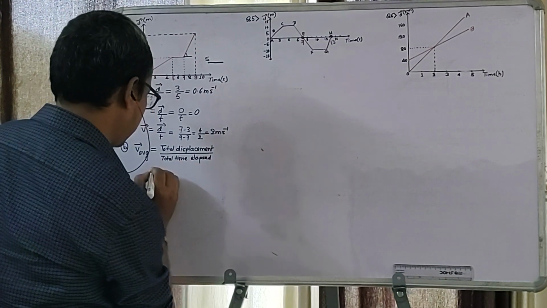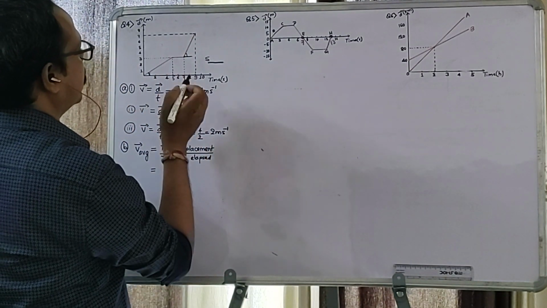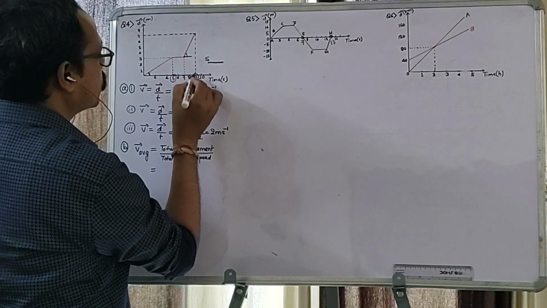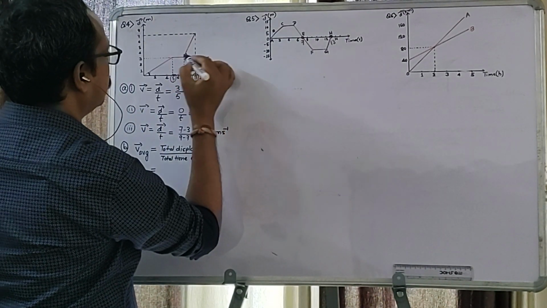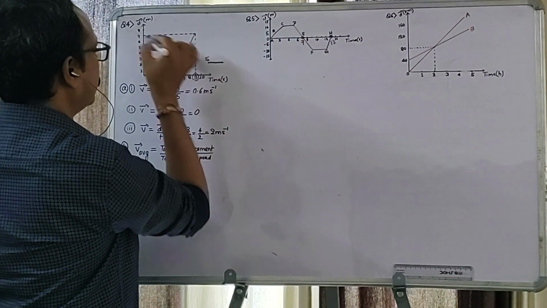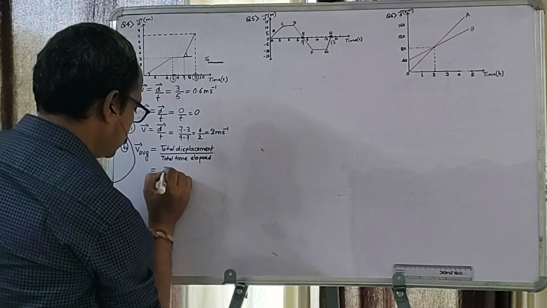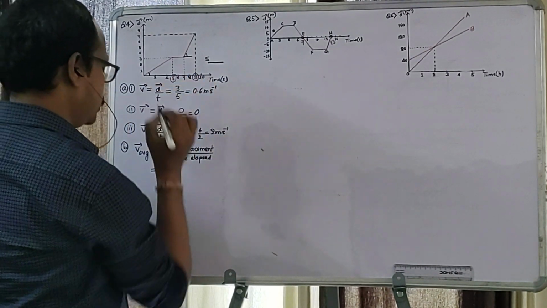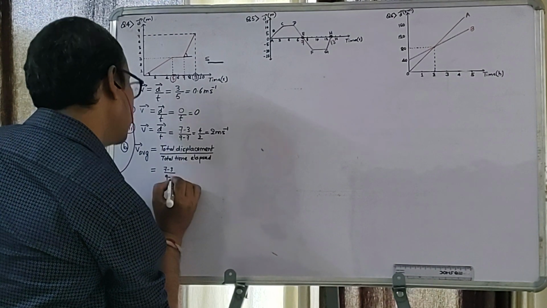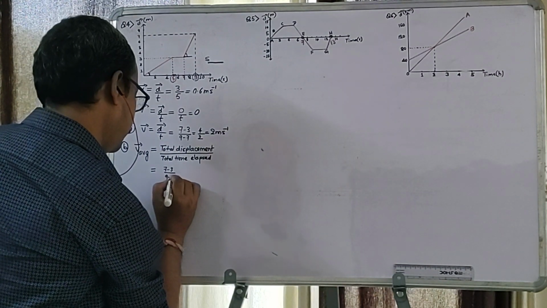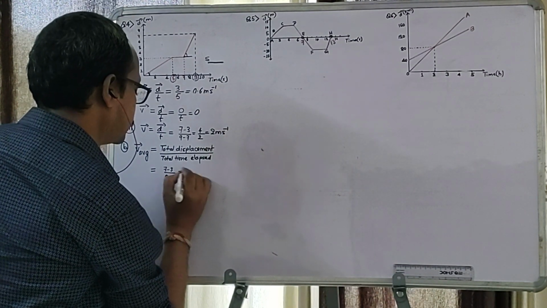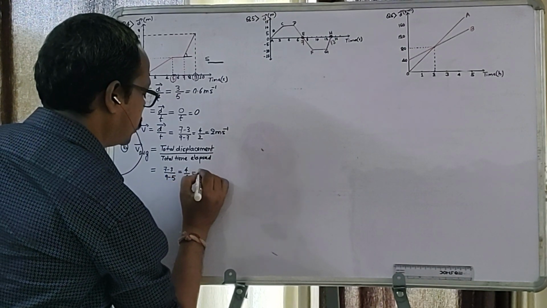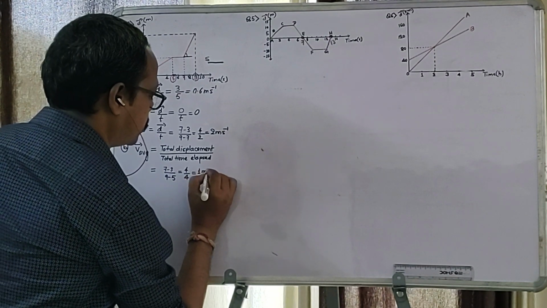So can we calculate the total? What is the total displacement in this? Between 5 to 9, what is the total displacement? We can calculate 7 minus 3. What is the time stamp corresponding to this? 9 minus 5. 7 minus 3 is 4, 9 minus 5 is 4. So it is coming 1 meter per second.